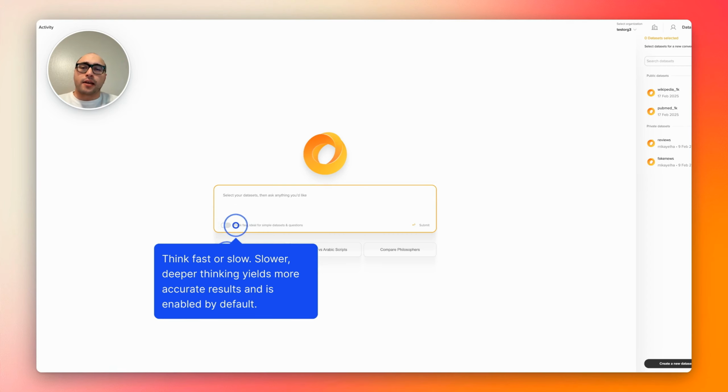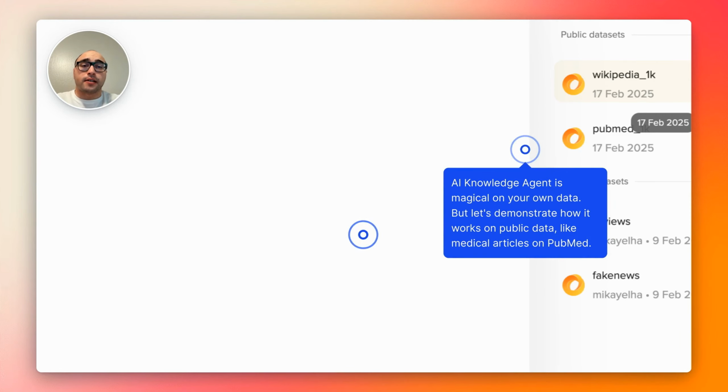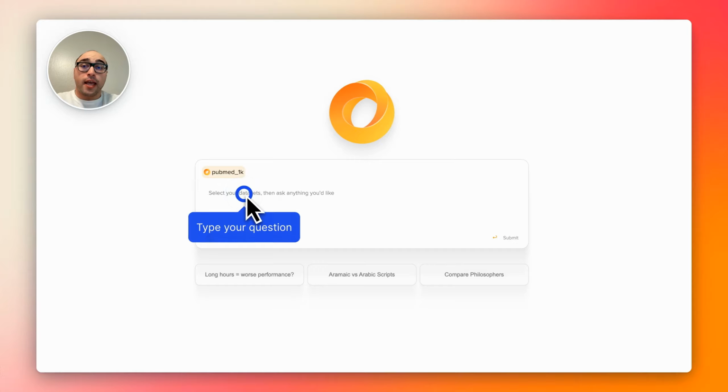Now, let's see this in action. First of all, you're able to choose the thinking mode. It's either fast or slow. To ask a question, I'm going to select PubMed articles, which are medical articles. And I'm going to ask a query: whether the amount of hours worked also affects performance.